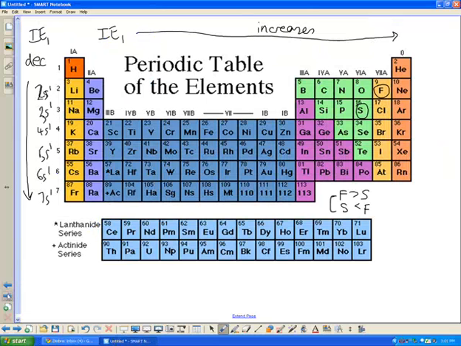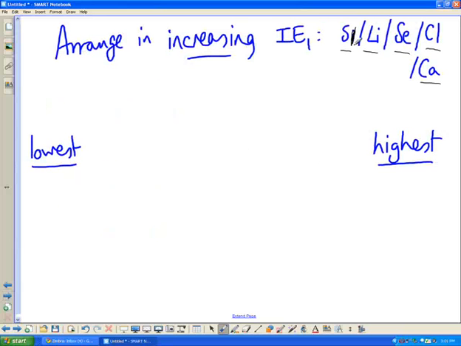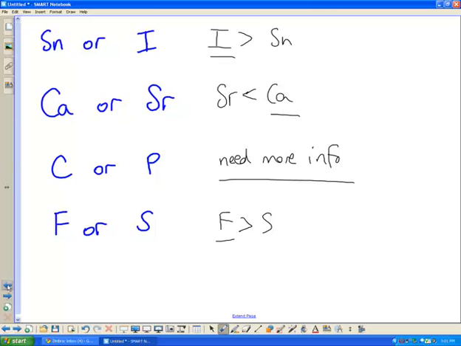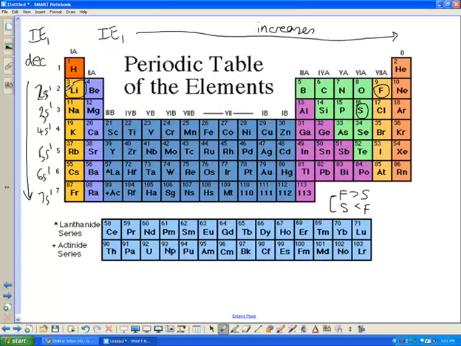So we can say that based on that, what do we have? We have lithium that's in group 1 and calcium that's in group 2. Sulfur, selenium and chlorine are all in groups 6 and 7. So we're going to look at these 2 first, lithium and calcium. Here's lithium. Here is calcium.